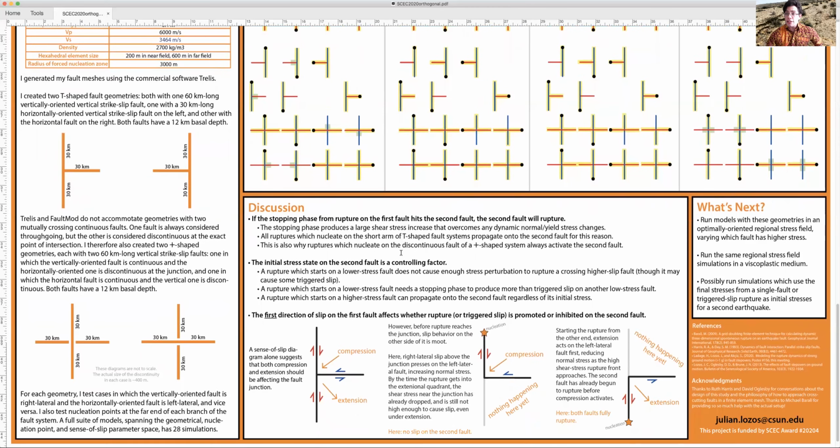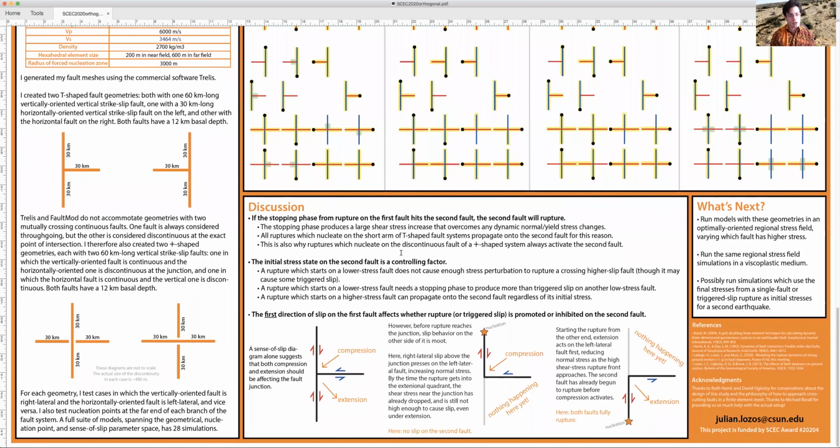Next, the initial stress state on the second fault is a really controlling factor. So if you have a rupture that starts on a low stress fault, it's not going to cause enough stress perturbation to activate the high stress one. And it's probably not going to be able to cause more than triggered slip on another low stress fault. But if you have a rupture that starts on a high stress fault, it's going to be able to go kind of whichever way it wants, depending on what happens in this last point.